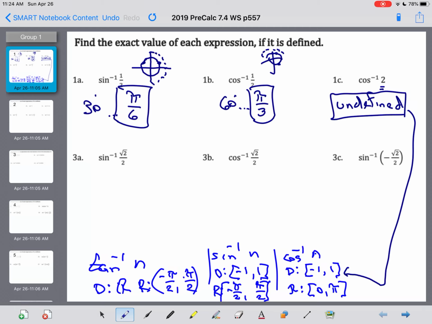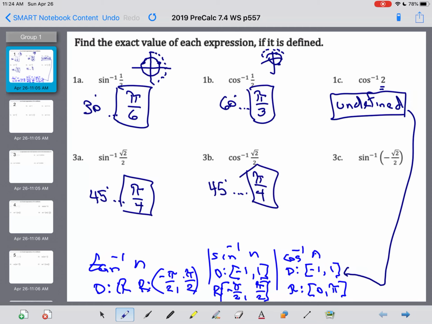Now moving on here, positive root 2 over 2, that's going to be 45 degrees, which is pi over 4. Same thing here, because we know that at 45 degrees, the ordered pair is root 2 over 2, comma root 2 over 2. Remember, sine is our y value of the ordered pairs on the unit circle, and cosine is our x value. So pi over 4 here.